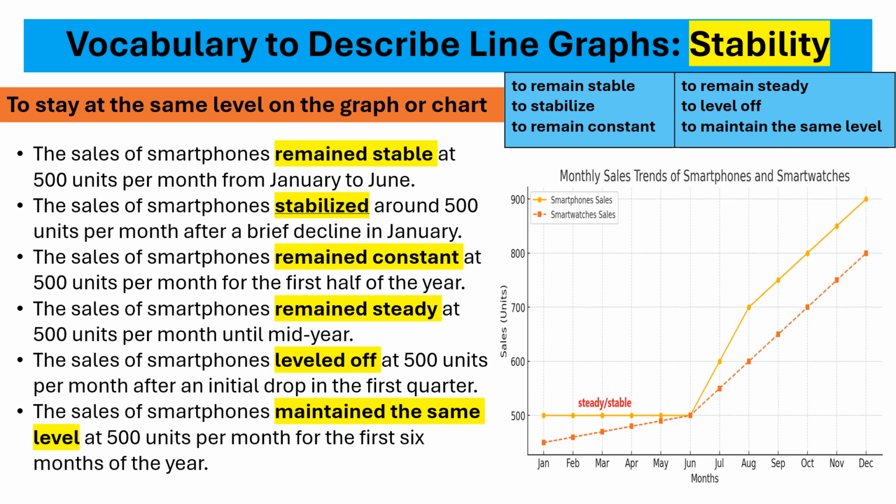Pause the video here and read the example sentences to see how these words and phrases are used to describe the same information in different ways. You may have noticed that these phrases describe situations where data doesn't change over time. These expressions are particularly useful when summarizing trends that remain stable after a rise or fall.